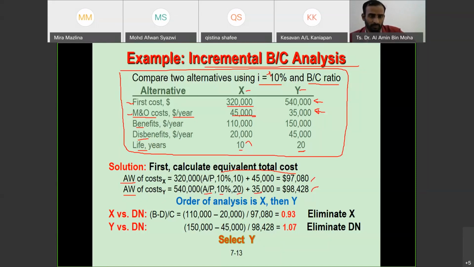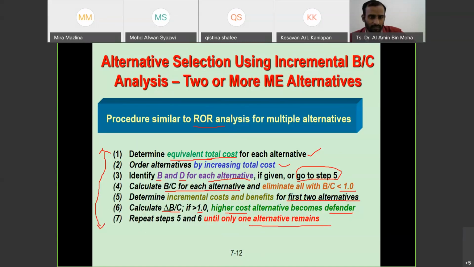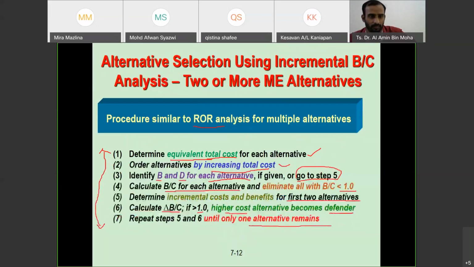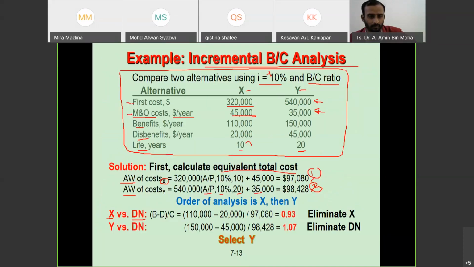So what the rule says: order alternatives by increasing total cost. Increasing, so smaller is rank number 1, and this is rank number 2. What are they going to do? The first one is X, right? So we are going to compare X with do nothing. Double check, identify the base alternative. Then the incremental cost for the first two alternatives, and then you calculate BC. So X and do nothing.